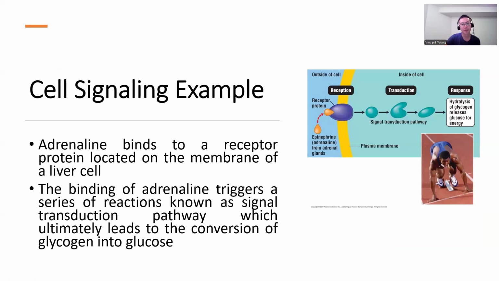For example, adrenaline. Adrenaline binds to a receptor protein that is located on the cell membrane. So this is adrenaline. Another name for adrenaline is epinephrine. It doesn't really matter. You might have heard of the EpiPen, right?